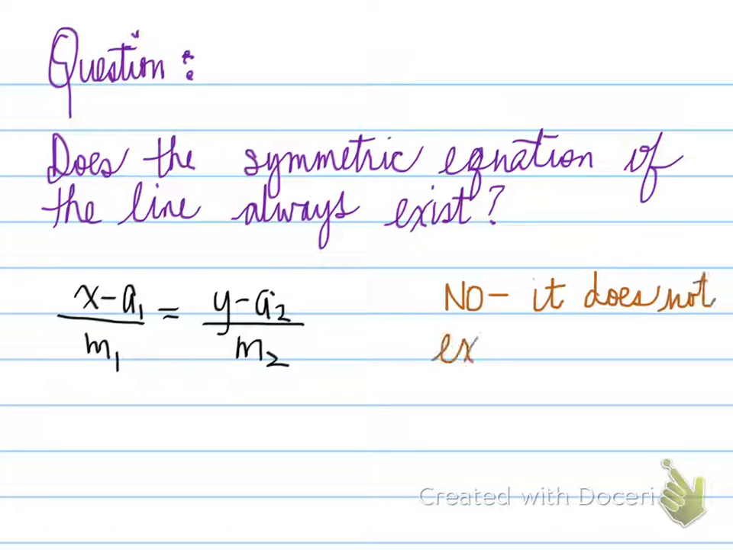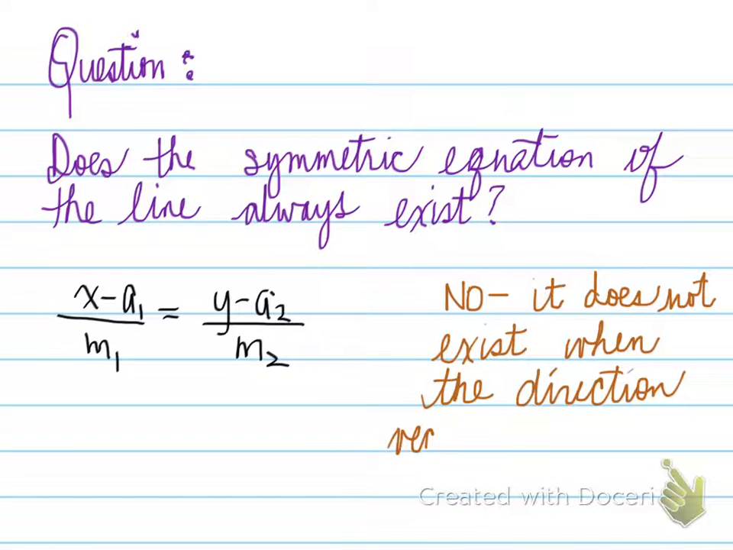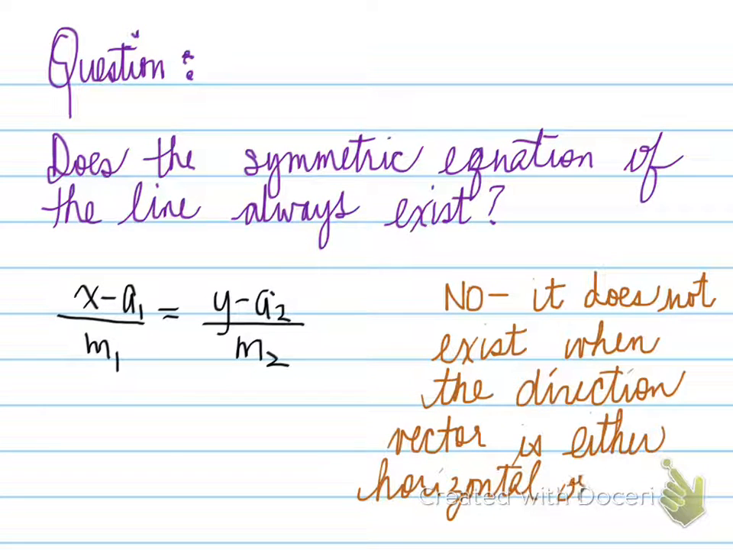So ultimately, the symmetric equation of the line doesn't always exist. It doesn't always exist, because if the line is horizontal or vertical, then that's when the direction vector will have a 0 involved. So that will happen when the direction vector is either horizontal or vertical. These types of equations, symmetric equations, actually don't exist. Interesting.